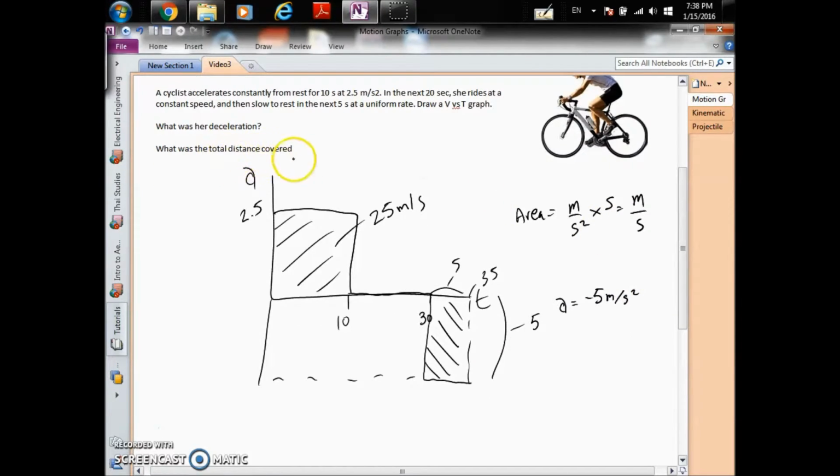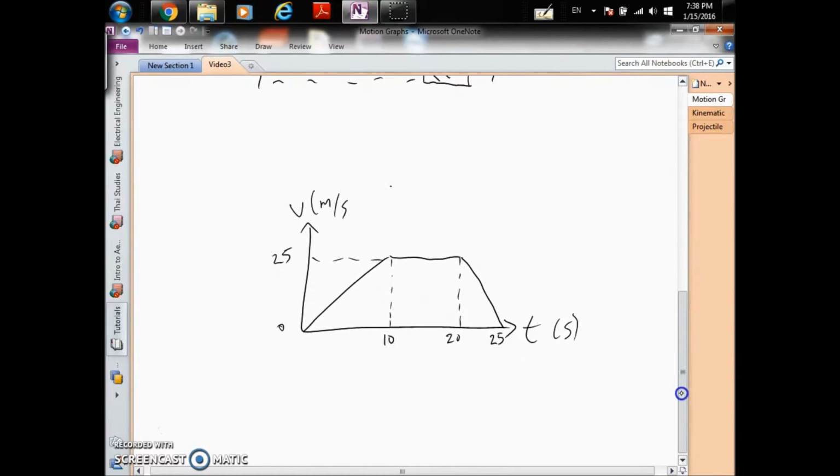Okay, moving on, what is the total distance covered? To find total distance, we first need to plot a VT graph, as shown here. So she accelerates, goes at constant speed, and then decelerates down there. Sorry, that should be 30 and that should be 35. My bad. And the answer is simply the area under the graph. So you use your triangle and square area rules to find the area. It should give you 687.5 meters.